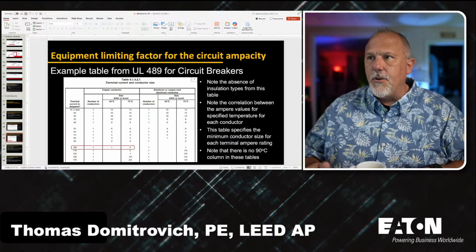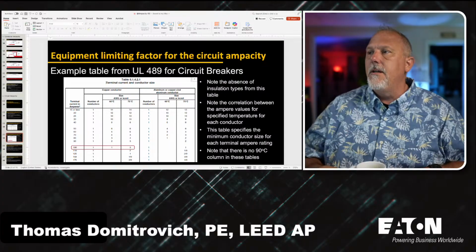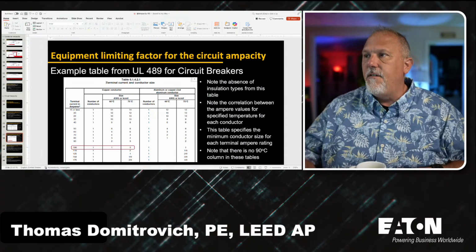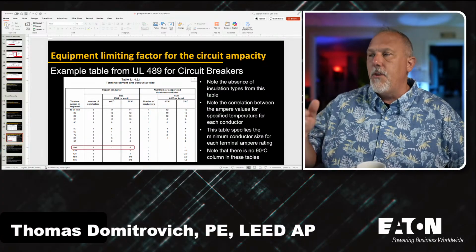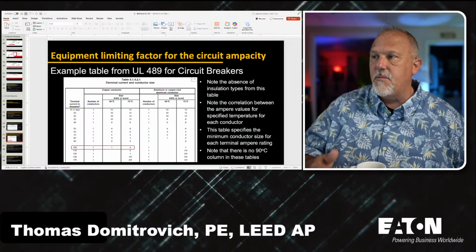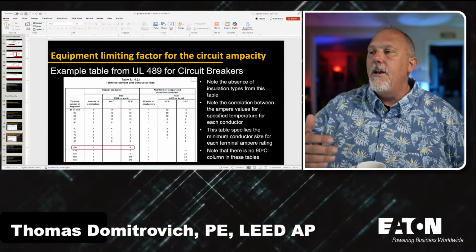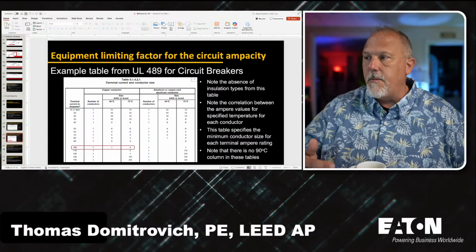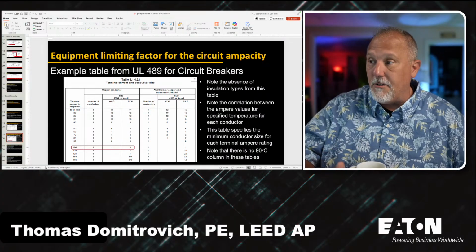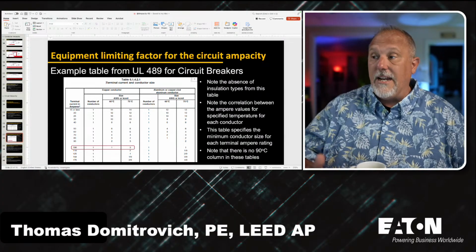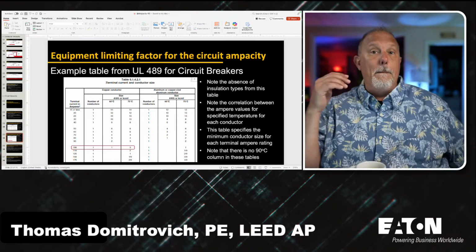And then I give another example, UL 489 for circuit breakers. Note the absence of insulation types from the table. Note the correlation between the ampere values for the specified temperature for each conductor. This table specifies the minimum conductor size for each terminal ampere rating. And note there is no 90 degrees C column in these tables.